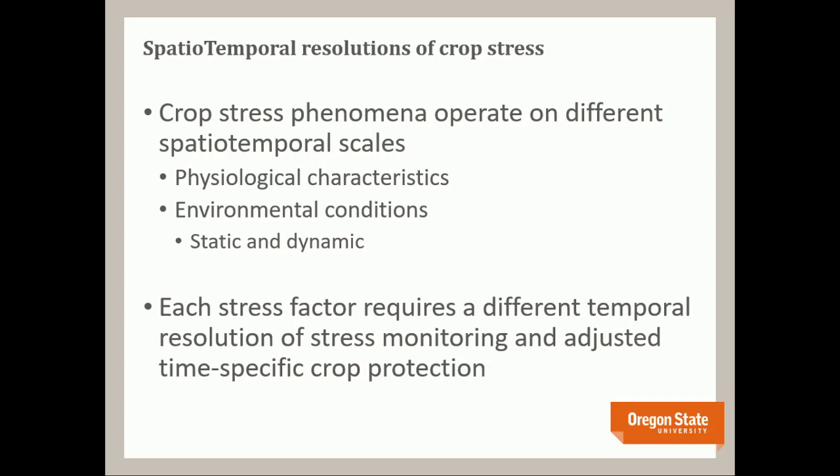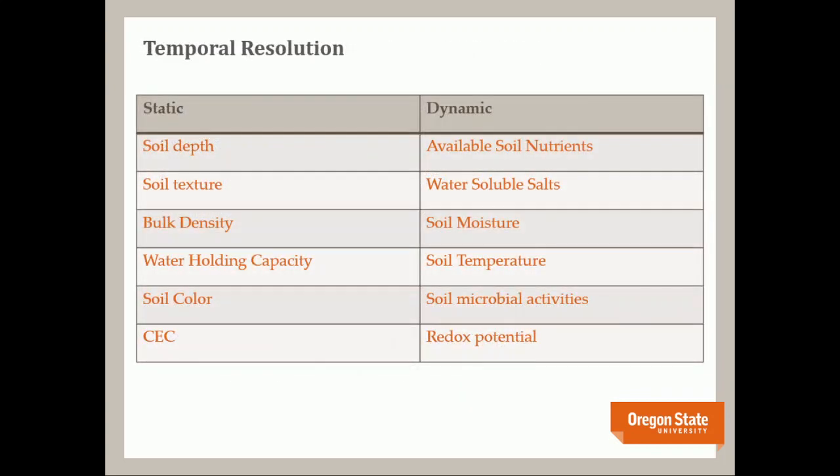Spatiotemporal resolution of crop stress. Crop stress phenomena operate on different spatiotemporal scales: physiological characteristics, environmental conditions, static and dynamic. Each stress factor requires a different temporal resolution of stress monitoring and just-in-time specific crop protection. Temporal resolution is static in the case of soil depth, soil texture, bulk density, water holding capacity, and soil color. In the case of dynamic, it is the availability of soil nutrients, soil moisture, soil temperature, and redox potential.